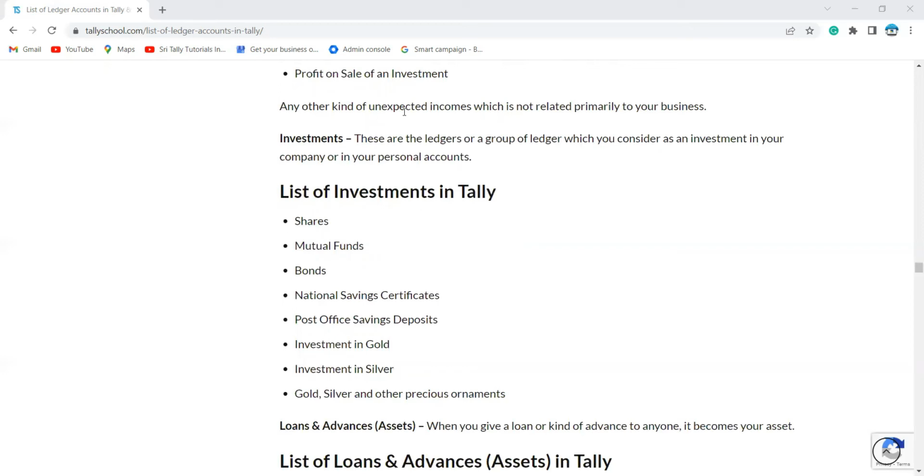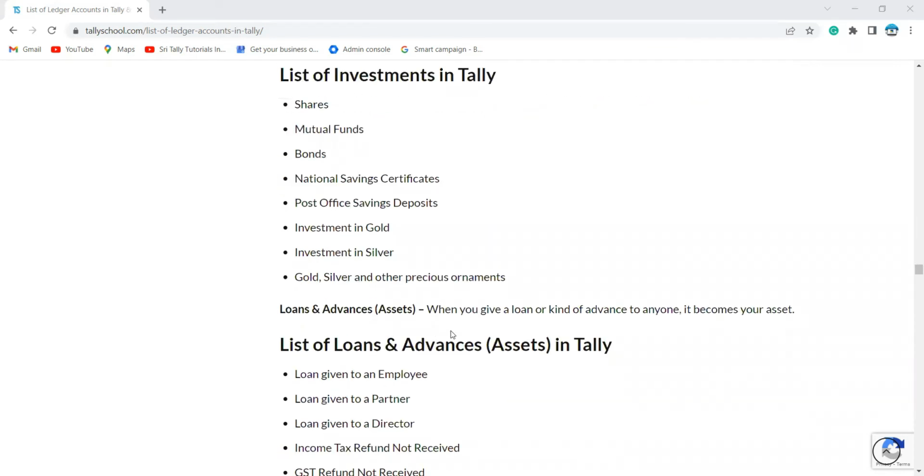Shares, bonds, national savings certificates, post office savings deposits, investment in gold, investment in silver, and other precious ornaments. All this comes under investments.